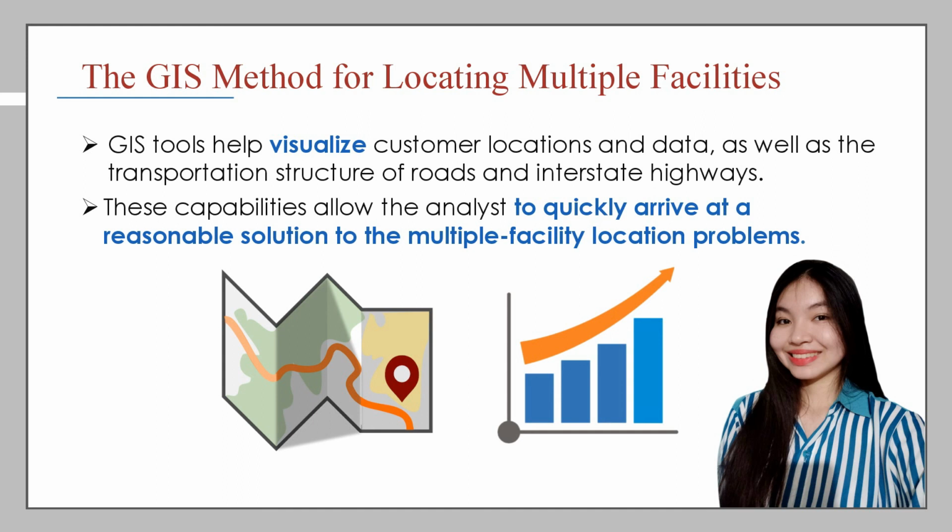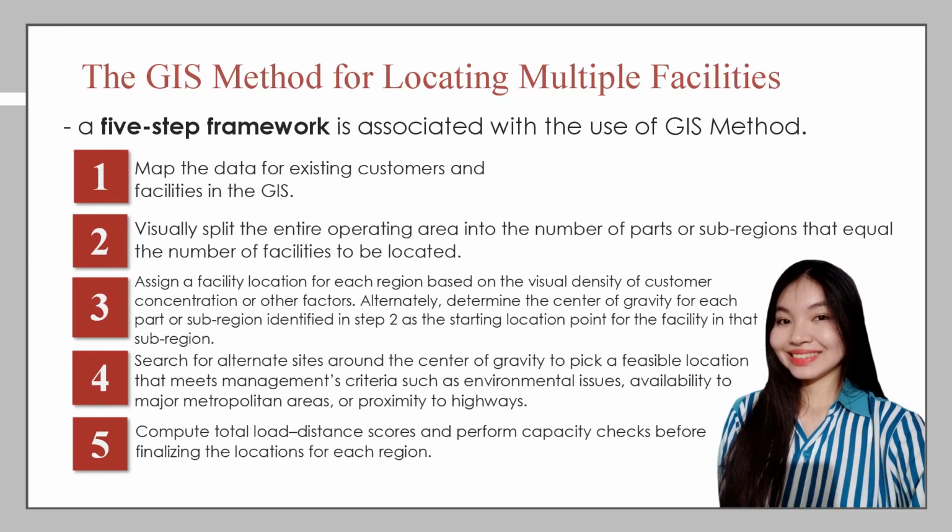A five-step framework is associated with the use of the GIS method. First step is to map the data for existing customers and facilities in the GIS. Second step is to visually split the entire operating area into the number of parts or subregions that equal the number of facilities to be located.